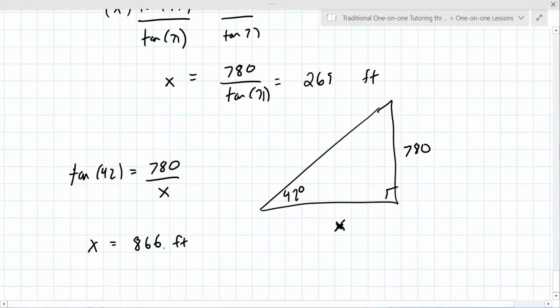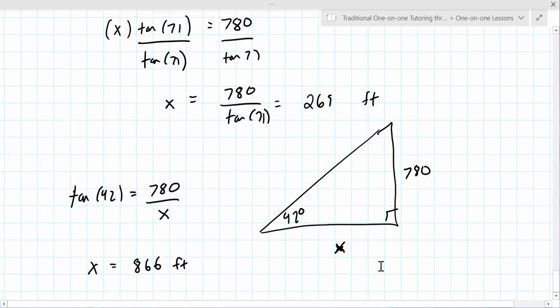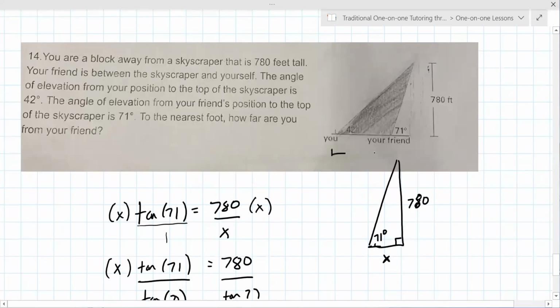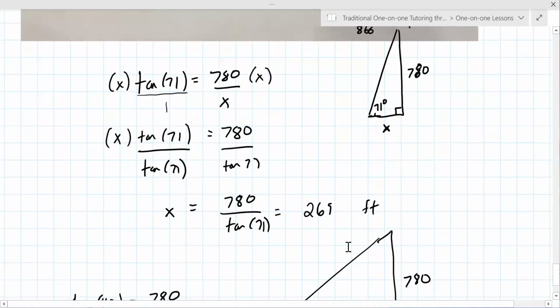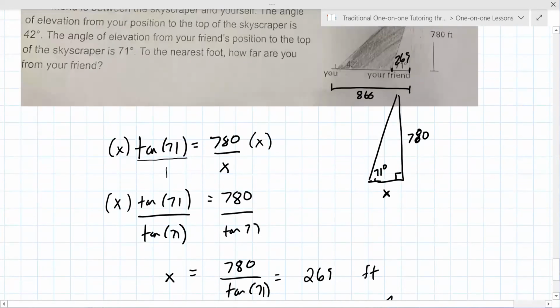Okay, so did you get 866 feet? Yes, I did. Okay, so if we go back to that picture, the whole distance is 866, and your friend is 269 away. And then you just subtract the two to find the distance between them.